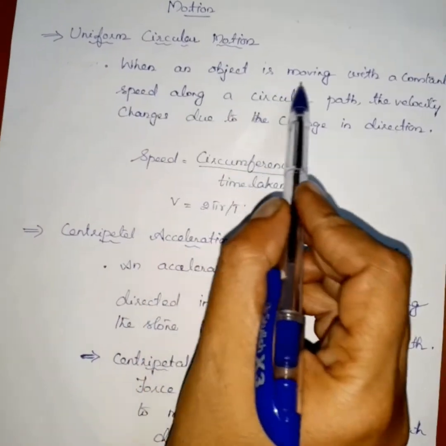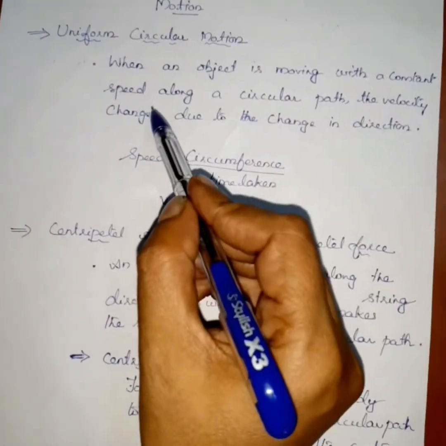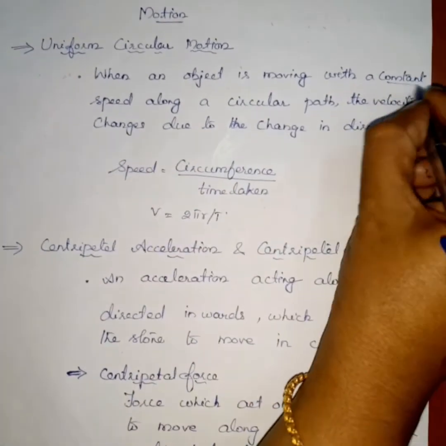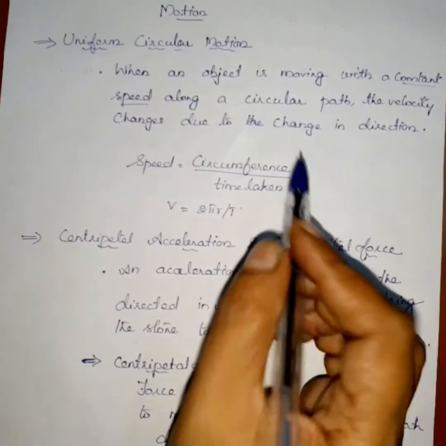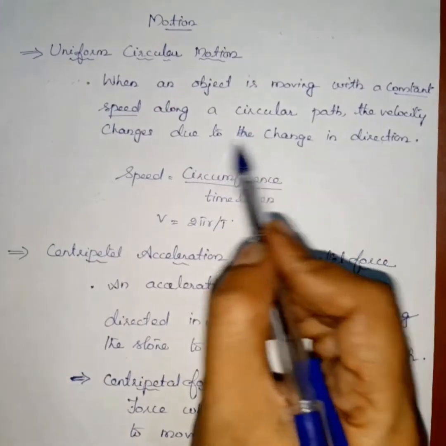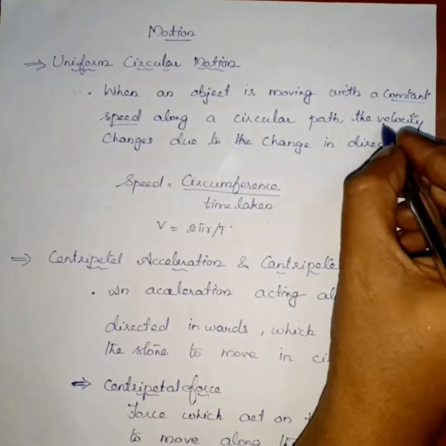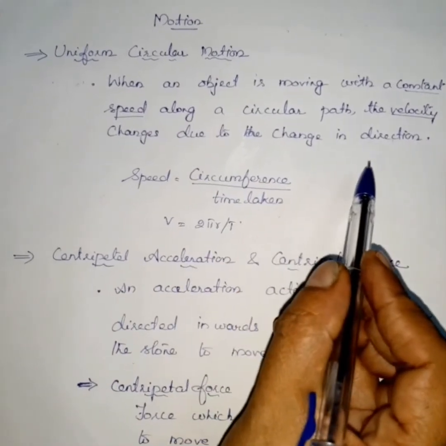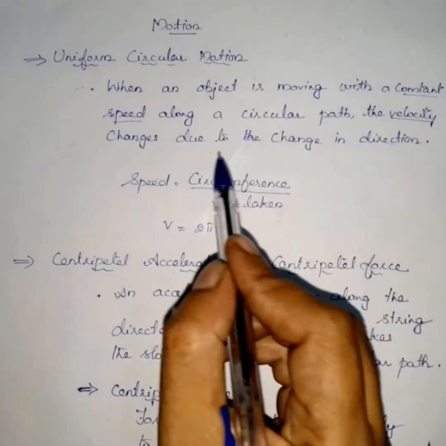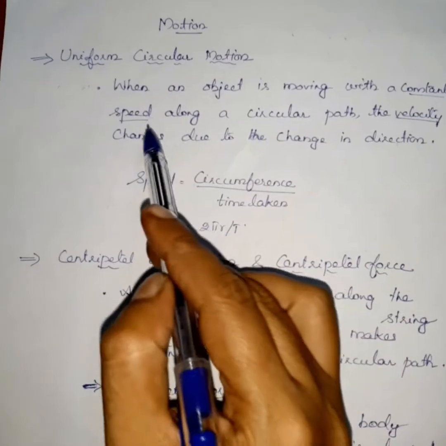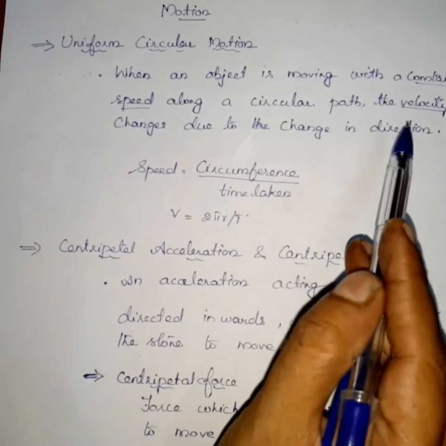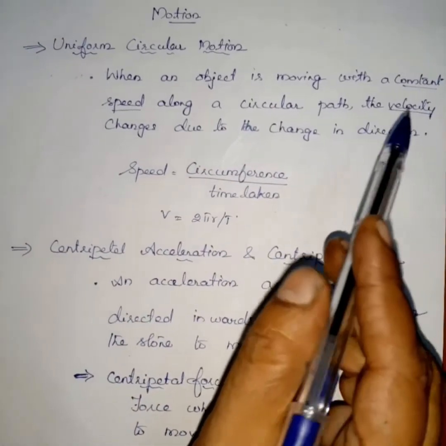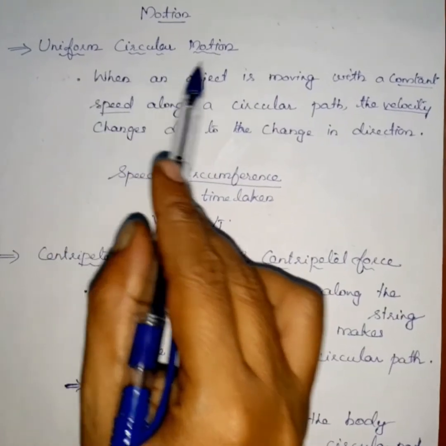When an object is moving with a constant speed along a circular path, the velocity changes. What changes? The velocity changes due to the change in direction. Velocity changes, but the speed is constant. This is called uniform circular motion.